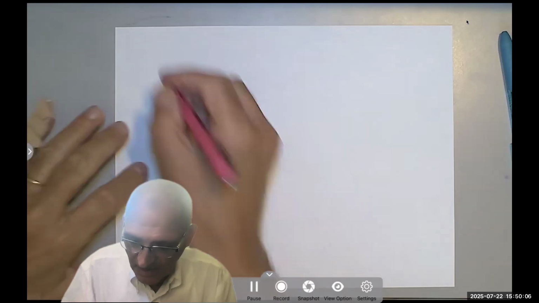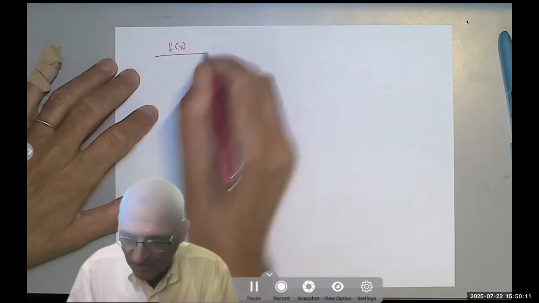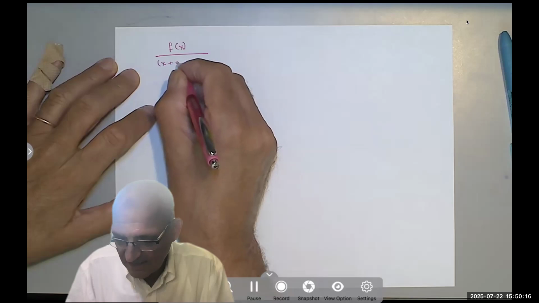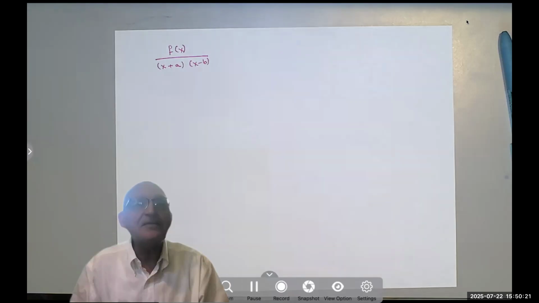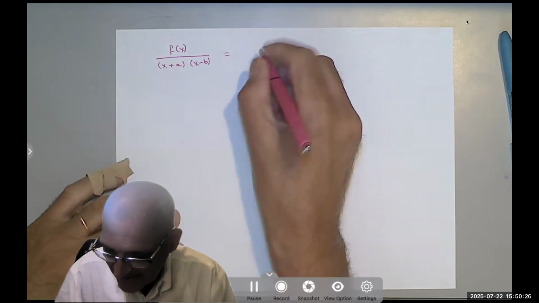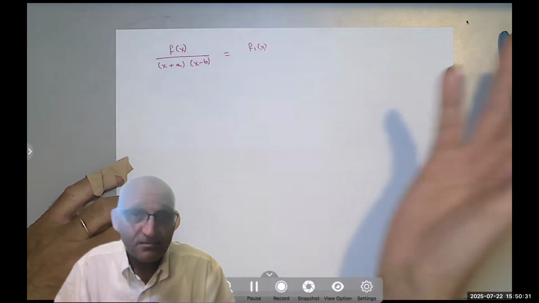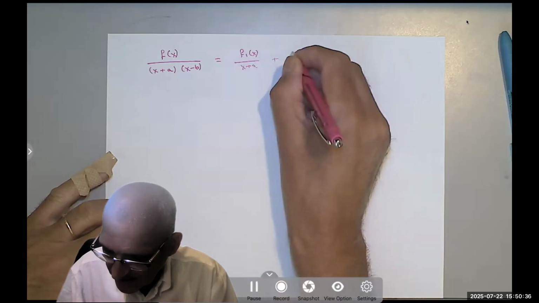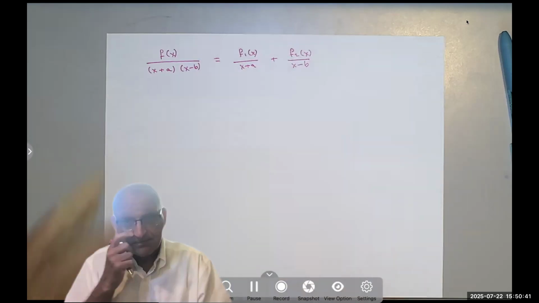So for example, if I have some function, let's call it f of x, and my denominator can be factored, say, in x plus a times x minus b, I can break that into two simpler fractions. I can say, for example, f1 of x, whatever this number, it may be a constant, maybe a function, over x plus a, and another function, f2 of x, over x minus b, for example.